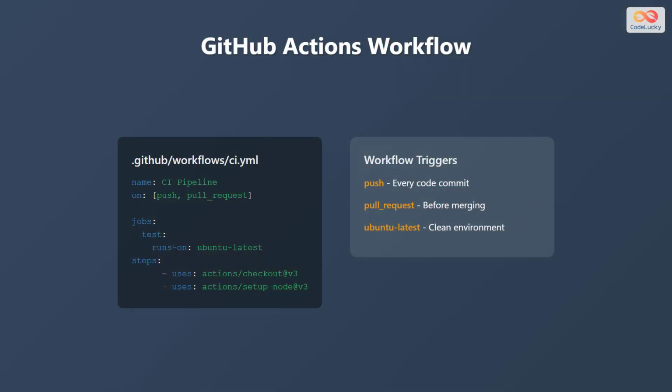GitHub Actions is a powerful tool for automating CI/CD workflows. Create a YAML file, typically named ci.yml, in the .github/workflows directory of your repository. This file defines the CI pipeline. The name specifies the pipeline's name, and the on section defines the triggers that initiate the workflow, such as push events for every code commit and pull_request events before merging. The jobs section lists the jobs to be executed, such as the test job that runs on an ubuntu-latest environment.